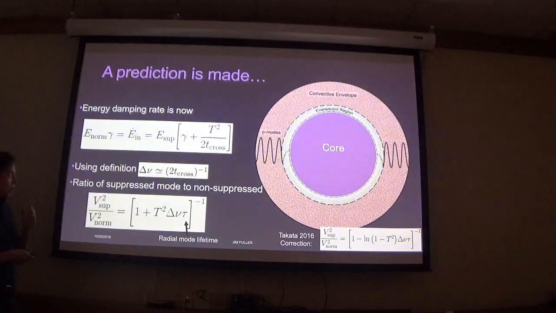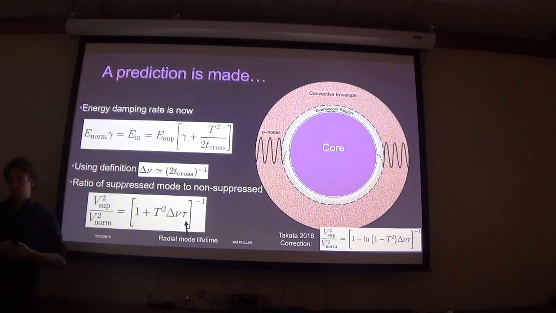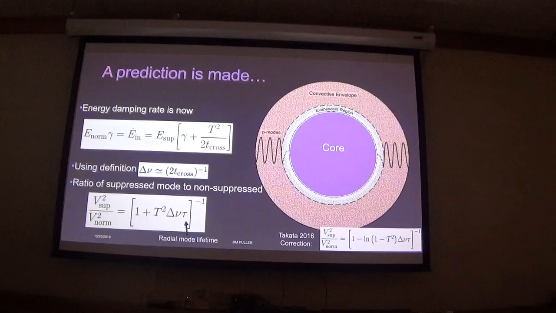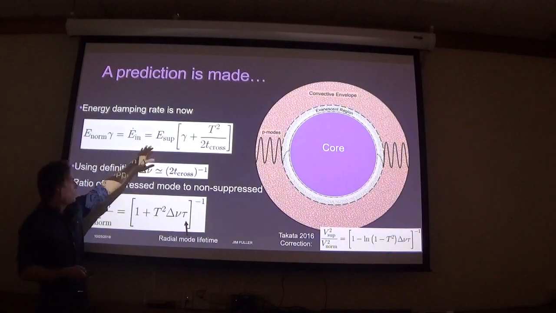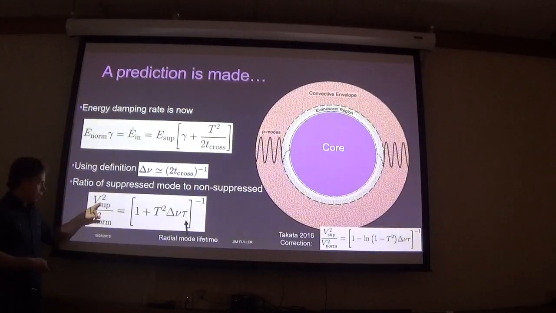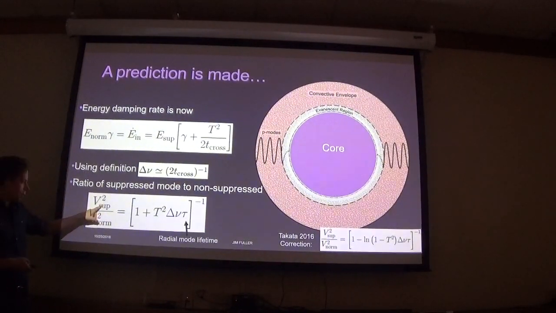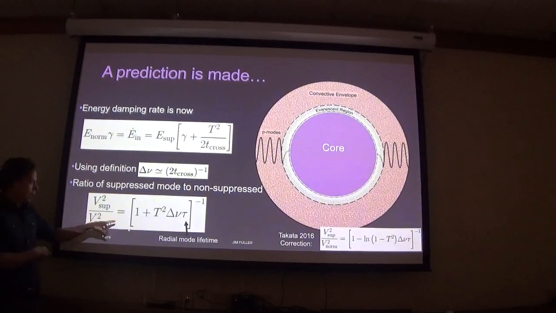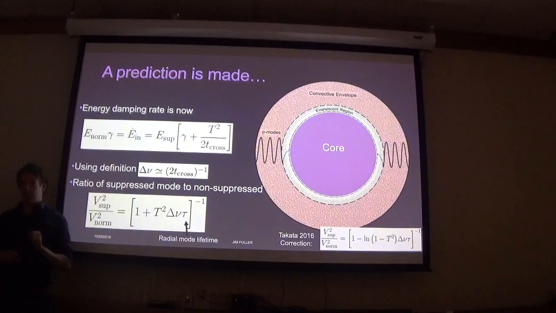Okay, so now we basically have an altered energy equation for our modes, where we have this extra damping term here, in addition to the normal damping term. And the assumption is the modes are still excited at the surface in the same way as they were before. So what we can do is solve for this suppressed mode energy relative to a normal mode. And that gives us basically a visibility or power of the suppressed mode relative to a mode without this extra damping term. And it's given by this nice, simple analytic expression.